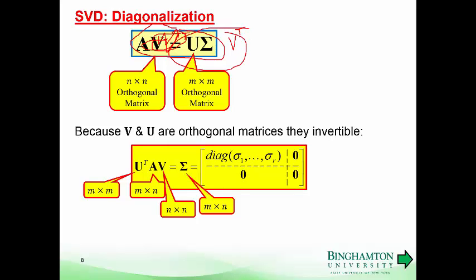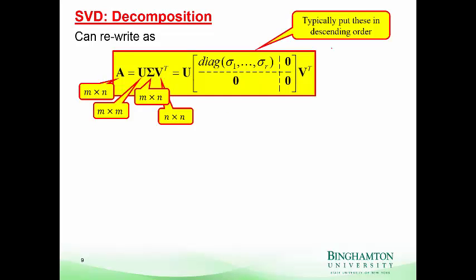And we're left with this, U sigma V transpose. So there it is. A is equal to U sigma V transpose. And you can see all the dimensions that I got there. A is M by N, U is M by M, sigma still M by N, V transpose N by N.